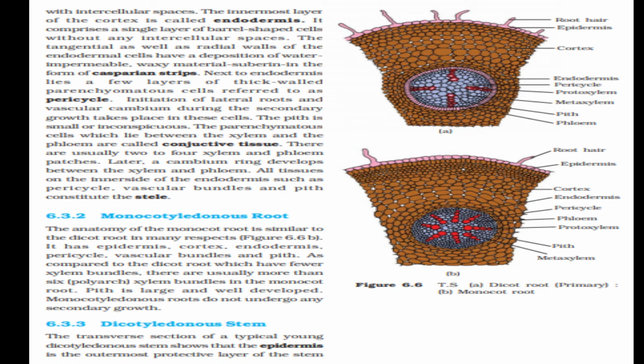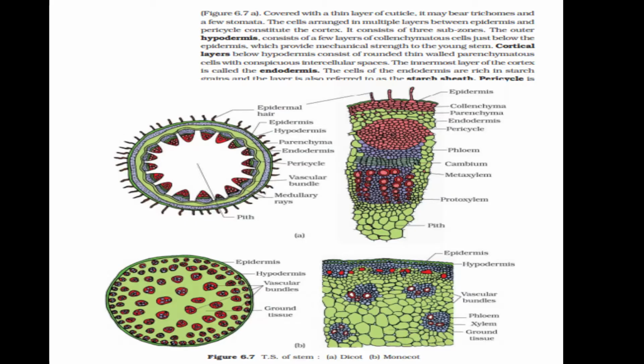Monocotyledonous roots do not undergo any secondary growth. 6.3.3. Dicotyledonous stem. The transverse section of a typical young dicotyledonous stem shows that it is covered with a thin layer of cuticle, and may bear trichomes and a few stomata. The cells arranged in multiple layers between epidermis and pericycle constitute the cortex. It consists of 3 subzones. The outer hypodermis consists of a few layers of collenchymatous cells just below the epidermis, which provide mechanical strength to the young stem. Cortical layers below hypodermis consist of rounded thin-walled parenchymatous cells with conspicuous intercellular spaces.